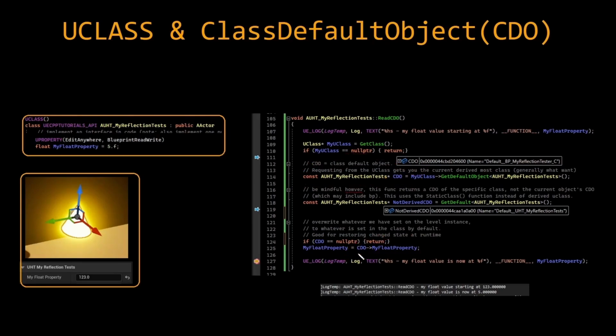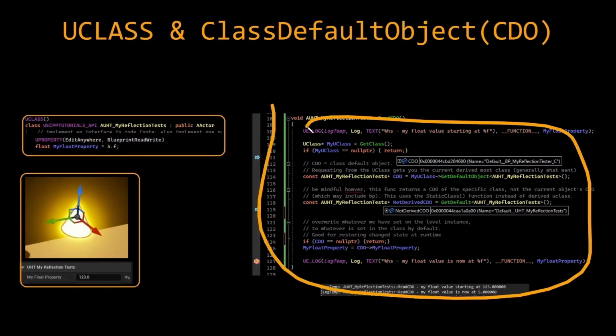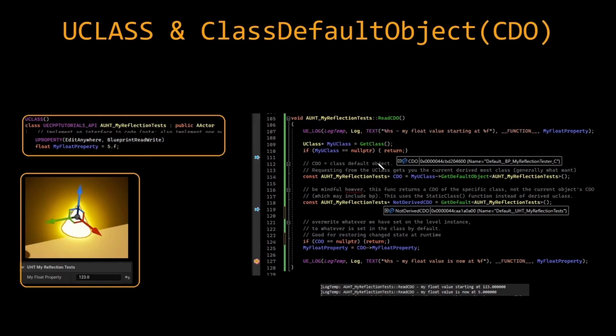And that default object can be used to restore state. So in this case, I have a float property, the default is 5. On this level instance, I've set it to 123. And here I have a function called ReadCDO that effectively wants to restore it at runtime. So what it does is it requests the CDO, and then it reads the CDO's version of this, which is going to be 5, and it puts that 5 into the instance's variable here, and then I log it, and we can see down here it changed from 123 to 5. So that's what a CDO is. It's effectively like a singleton object that has the default values.